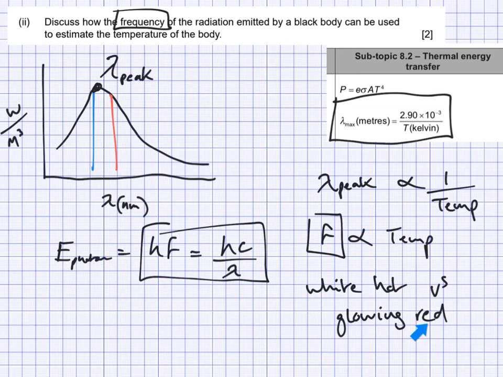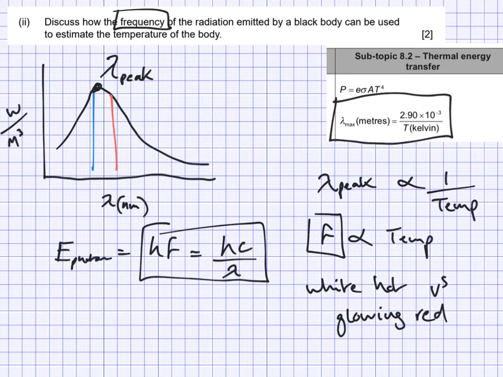If it's glowing red, it means the peak wavelength is further along this way, more into the red, the longer wavelengths, which would be the smaller frequencies. And if it's white hot, that means this is going to be further up away from the red. It's going to be hotter. So as the temperature goes up, the frequency goes up as well.